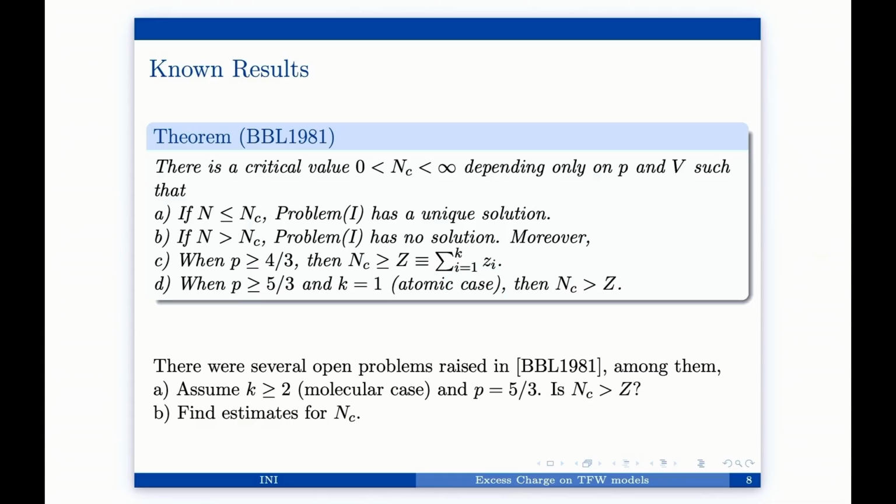And at that moment in 1981, there were lots of things that were still open. When you have a molecule with more than one nuclei, is it true that the critical is strictly bigger than C? That we don't know. And the key thing open in that paper is to find estimates on the critical.